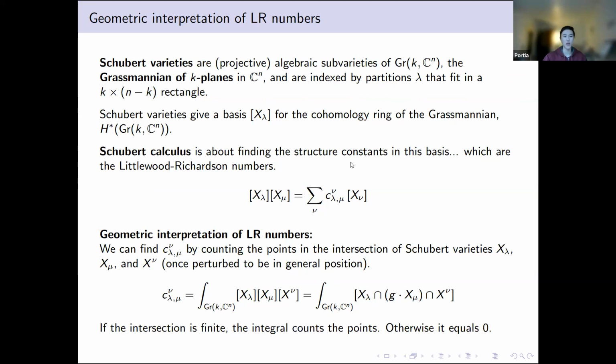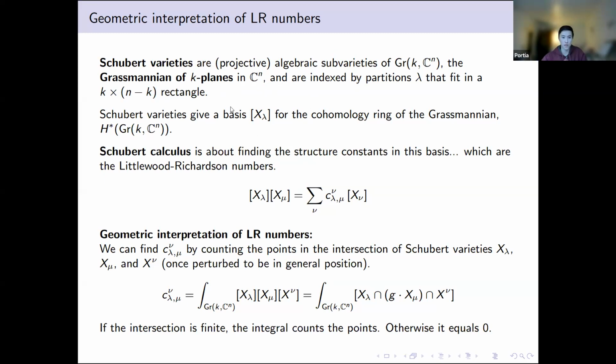Now, the other thing I'm going to focus on here is the geometric interpretation of these numbers, of course. I'm just going to give a little bit of info on that. This is what Schubert calculus is kind of about, which is computing the Littlewood-Richardson numbers in a geometric way, in terms of the cohomology ring of the Grassmannian.